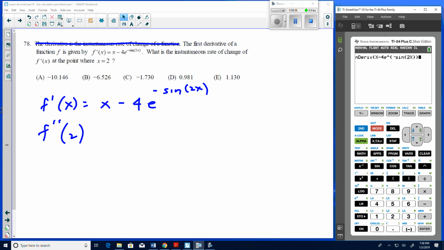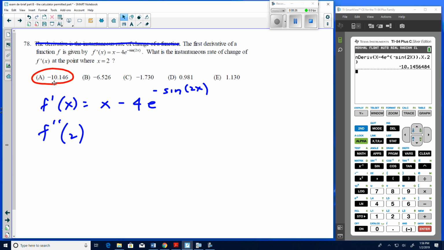Okay, so that's the function. The variable that I used was x, and the number I'm trying to find is 2, the rate of change there. So the answer is negative 10, and I'm done. So playing the devil's advocate just for a minute, suppose I didn't have a calculator. Could I come up with that answer?